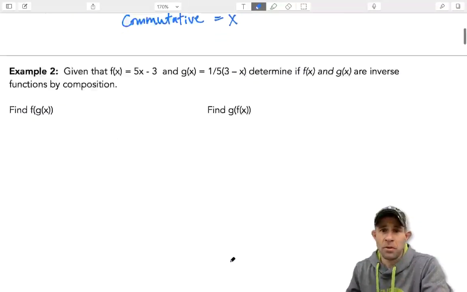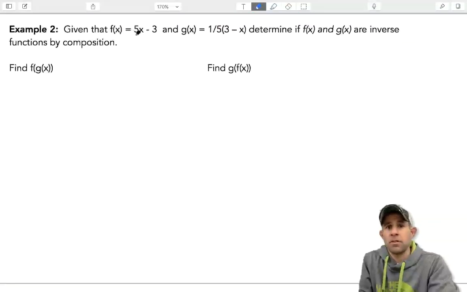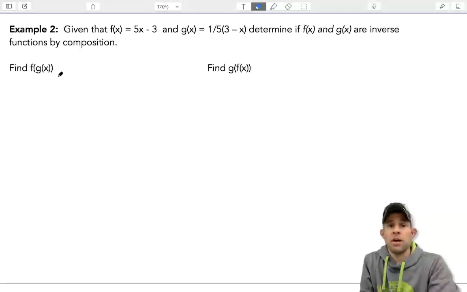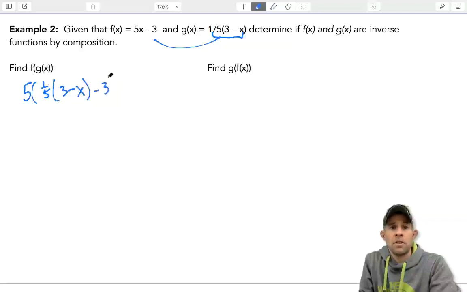Okay, it's important to do multiple examples of this. This is kind of a confusing little topic, so let's try example 2. We have a function f of x is 5x minus 3, and we have g of x, which is 1/5 times 3 minus x. Determine if f of x and g of x are inverses. So let's start off by taking g of x and substituting it in here to f. So we have 5 times 1/5 times 3 minus x, minus 3. Oops, now let's close up that parentheses there.